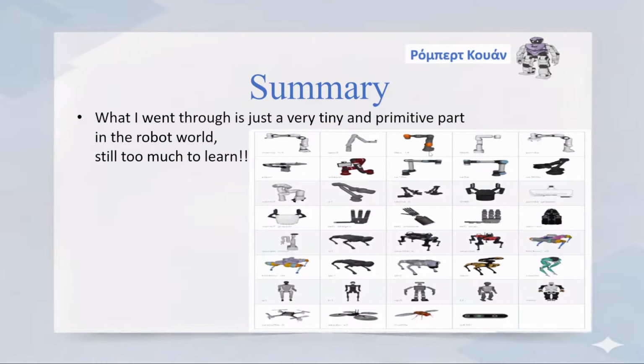And I think that the more I learn, the more I know that I don't know. What I went through is just a very tiny and primitive part of the robot world. This diagram is actually from the Google DeepMind Git repo. They listed all these different models that they already have for the MuJoCo simulator. And you can see that they don't cover my old Robotis Premium. They have the OP3, maybe the Darwin, and some other models.